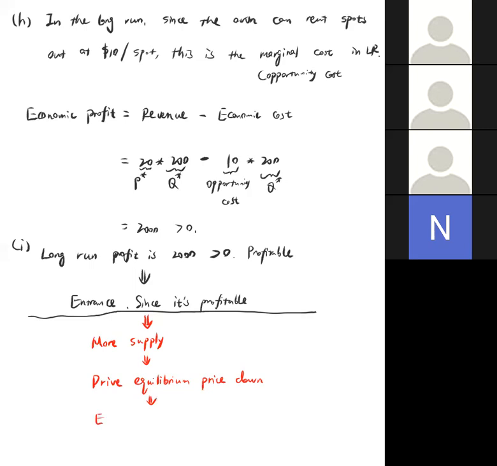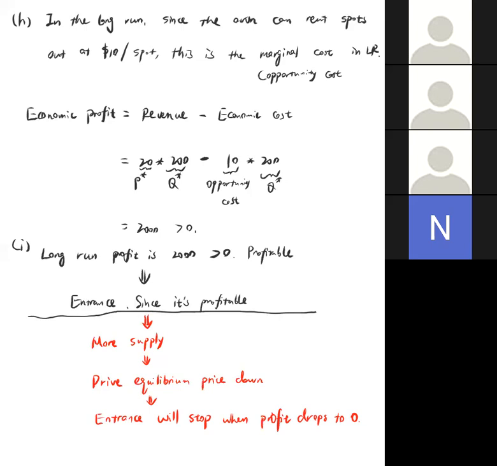And as profit continues to drop, entrance will finally stop when profit drops to 0. Okay? And that will be the hint to answer part J.